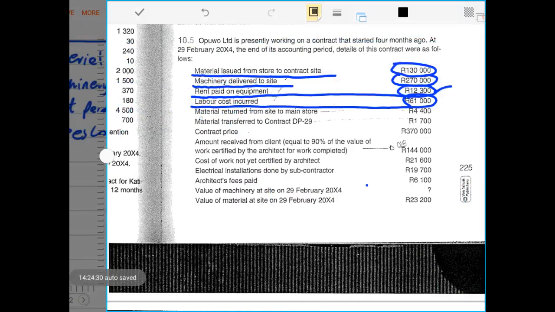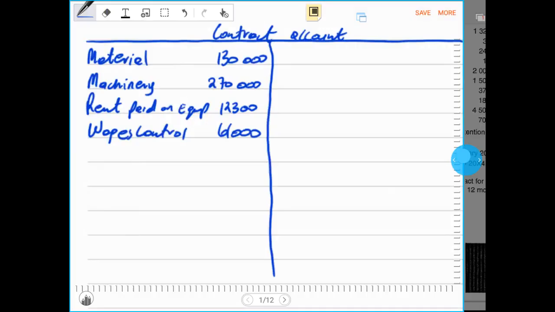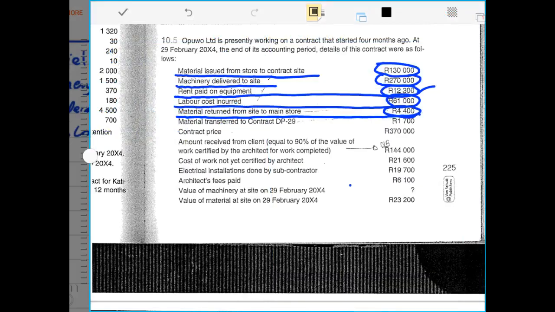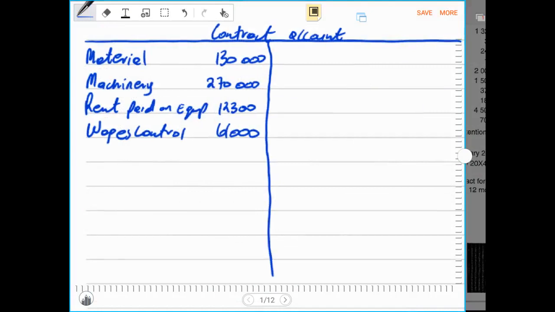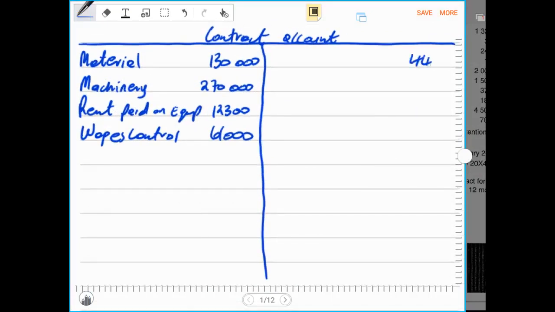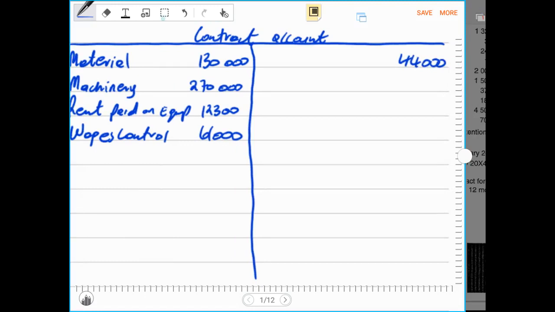We have material that was returned from the site to the main storage. So now we took material out of this contract, and it was sent to the main storage. So now transfers to the storage are recorded on the credit side because we are reducing our contract by 4,400 in terms of material, 4,400. And the contra entry will be material control because the material control will be increasing on the debit side, material control.